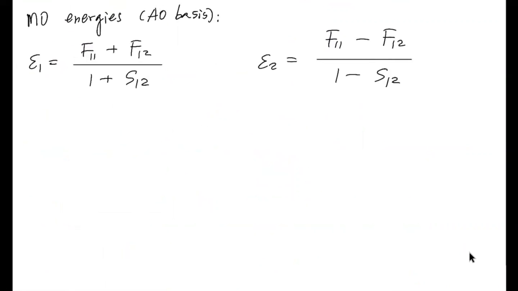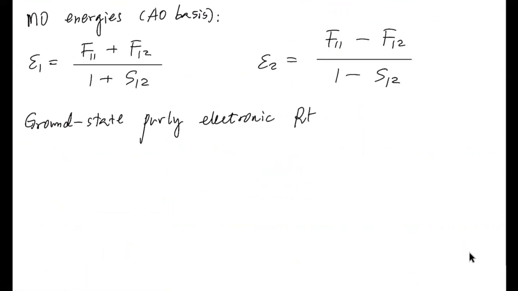And therefore, you can get the ground state purely electronic energy, the restricted Hartree-Fock theory energy for a hydrogen molecule. Again, this is not equal to epsilon 1 plus epsilon 2, right? Because you have double counting in the exchange and Coulomb repulsion, right?